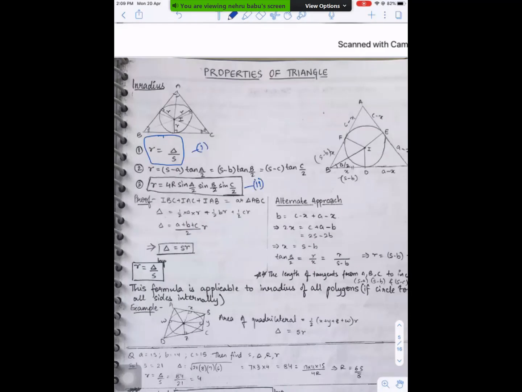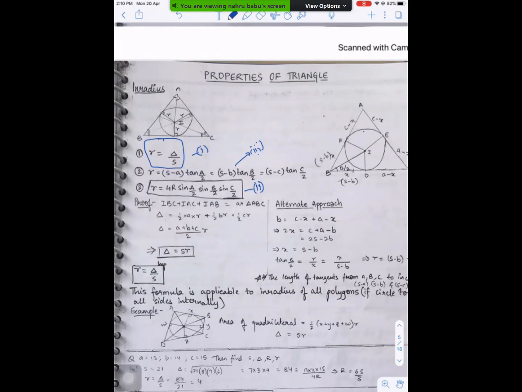Next, r equal to 4R sin A by 2, sin B by 2, sin C by 2. The reason I am giving numbering is that you have more applications based on that first formula, after that the second formula. Even the third formula is also important. Surely you have to remember all these things. And r equal to (S minus a) tan A by 2, (S minus b) tan B by 2, (S minus c) tan C by 2. Okay, these three formulas you have to remember. And here, one more important thing is, you will get delta equal to rS as the formula. And this part is important.